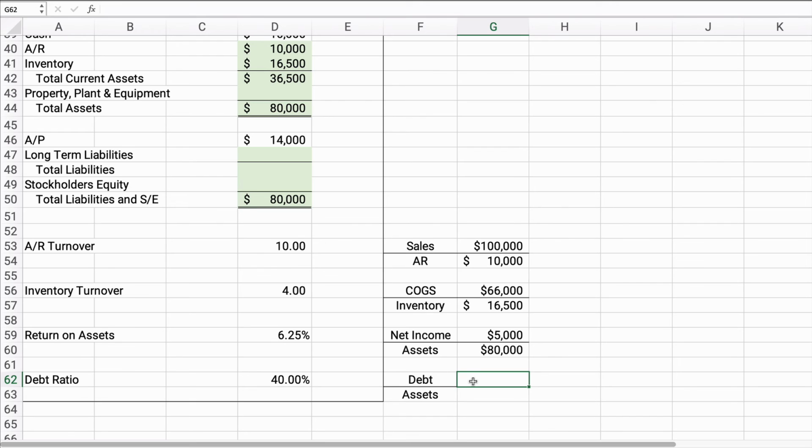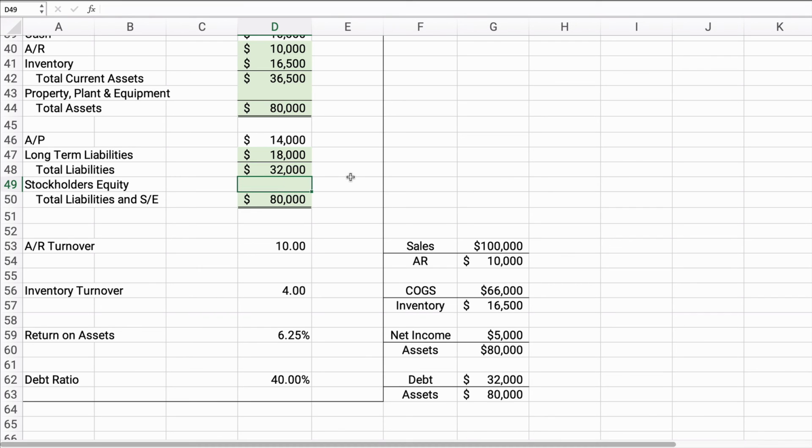All right, let's do the last one, the debt ratio. We don't know our debt, right? But we now know our assets. Our total assets are 80,000. We just calculated that, right? So our debt would be 80,000 times 40%. So it looks like our debt would equal 32,000. Now on this one, we only have long-term liabilities missing. So here, our total liabilities are 32,000. So that means we can back into our long-term liabilities. 32 minus the 14 equals 18,000.